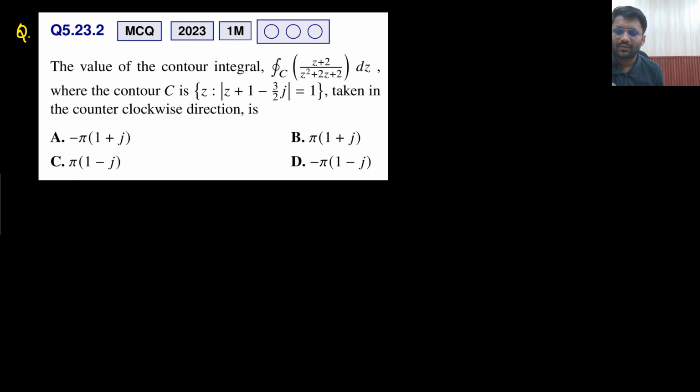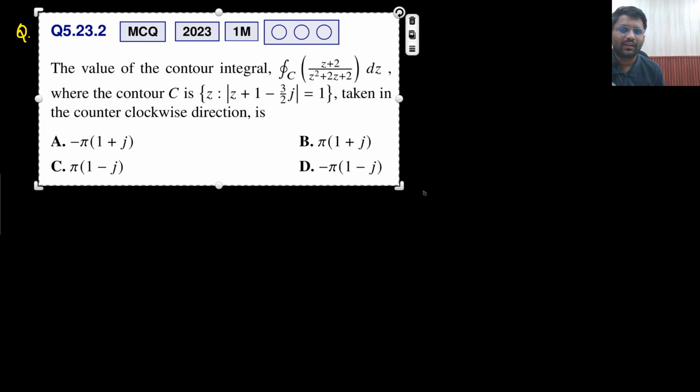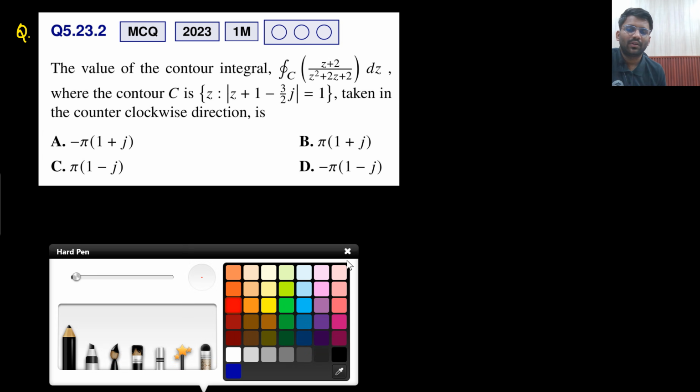Try this one on your own. Let me take a break. I will turn on the fan and then we will solve it. You try this one on your own. You should be able to solve it.